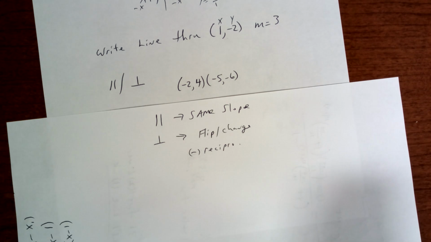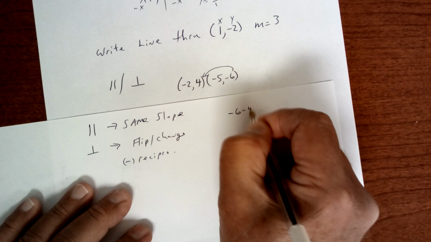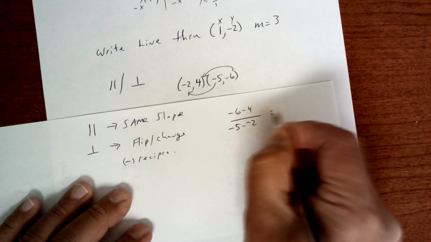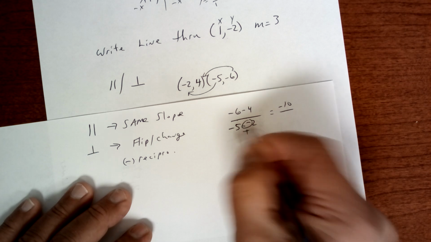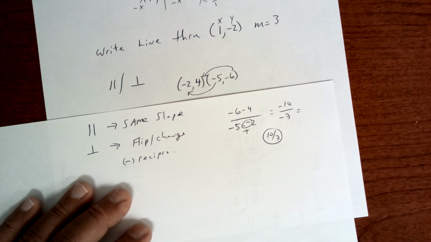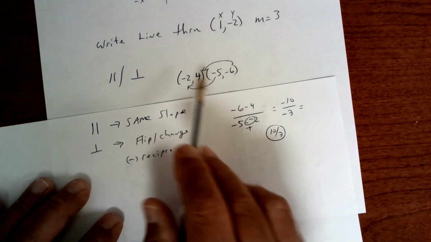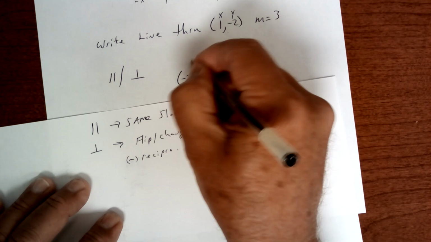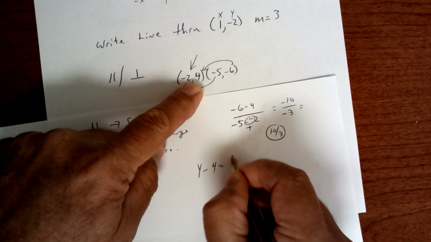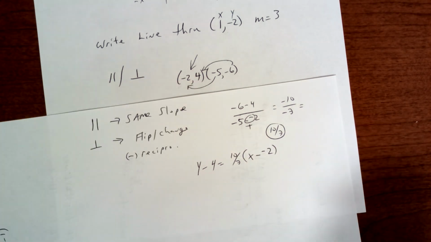Okay? Anyway, so you're going to do negative 6 minus 4 over negative 5 minus a negative 2. So this becomes a negative 10. That's a plus, so that gives me a negative 3. So I get 10 over 3. That's my slope. So now, you might want to pick one of these points. We'll use the first one, whatever one they tell you. So it's going to be y minus my y equals my slope, and then x minus my x, but that's a double negative.